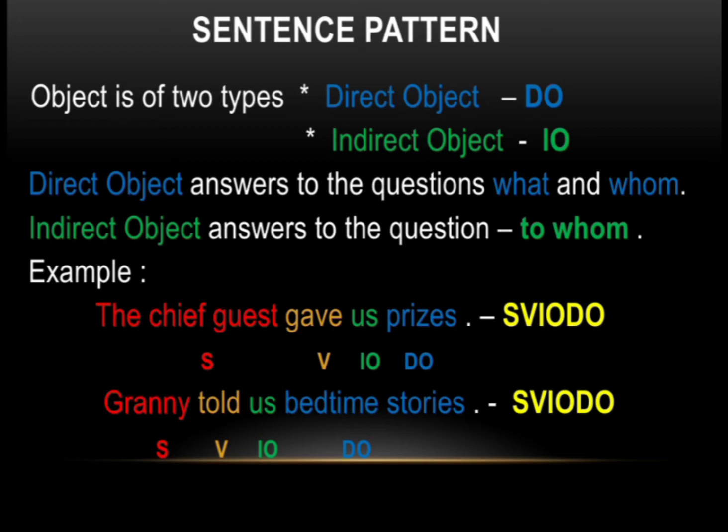The next example, Granny told us bedtime stories. Here, Granny is the subject, told is the verb. To whom did she say? To us. So that is the indirect object. What did she say? Bedtime stories. And that is the direct object. And the pattern is SVIODO.